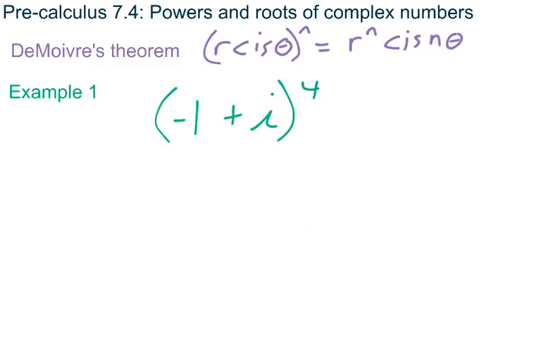So let's use DeMoivre's theorem to work an actual problem. You'll notice this one is given to us in rectangular form, so the first thing we need to do to be able to use anything from DeMoivre's theorem is convert it to polar first. That's the cis form we talked about. So we're going to go -1 plus 1, so it'll end up being somewhere in here in that third quadrant.